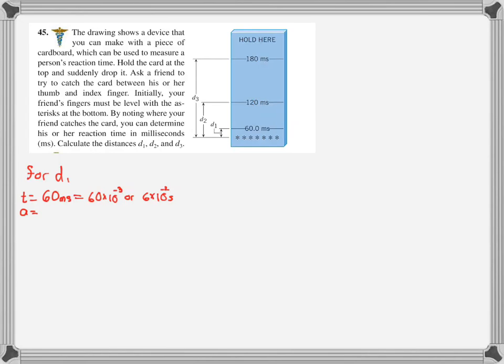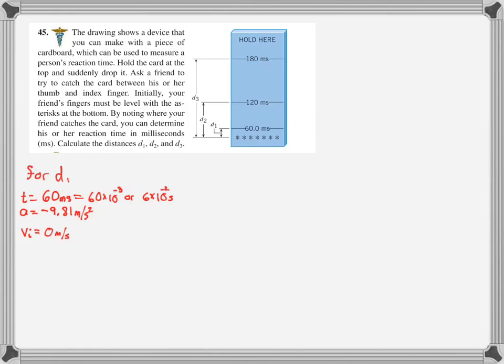This is a free fall problem, so we know acceleration is negative 9.81 meters per second squared. And we need one more variable. The thing is, the ruler is being let go or dropped, so technically the initial velocity is 0. So now we have our three variables.